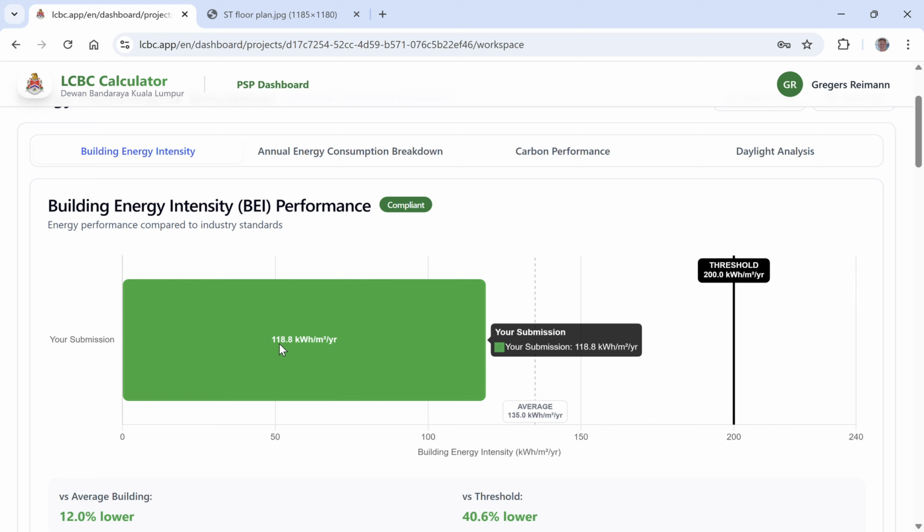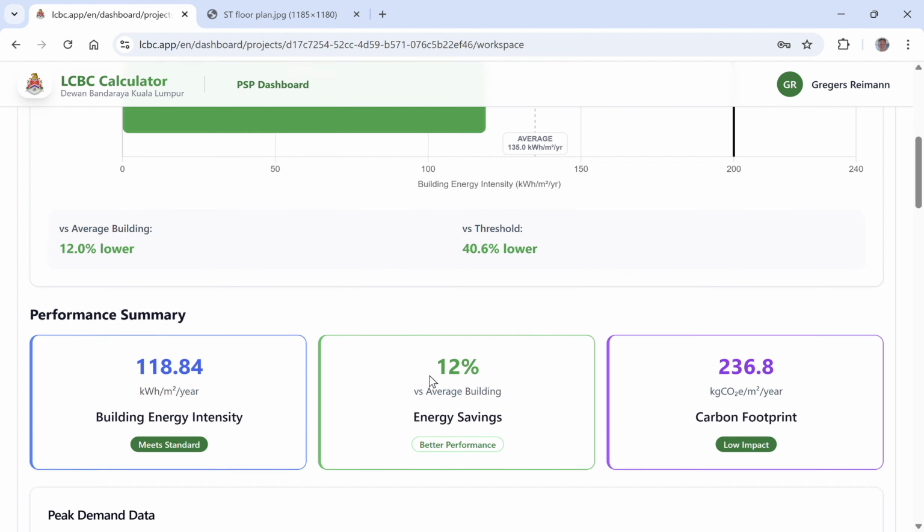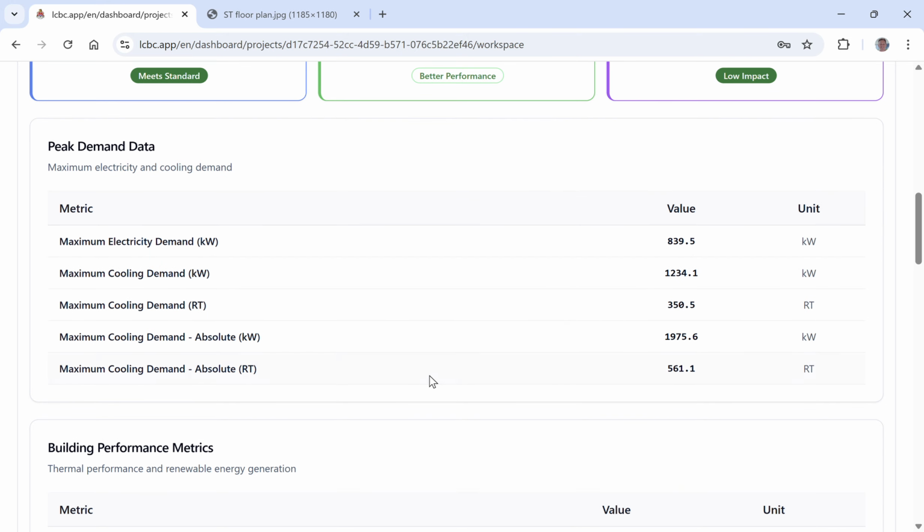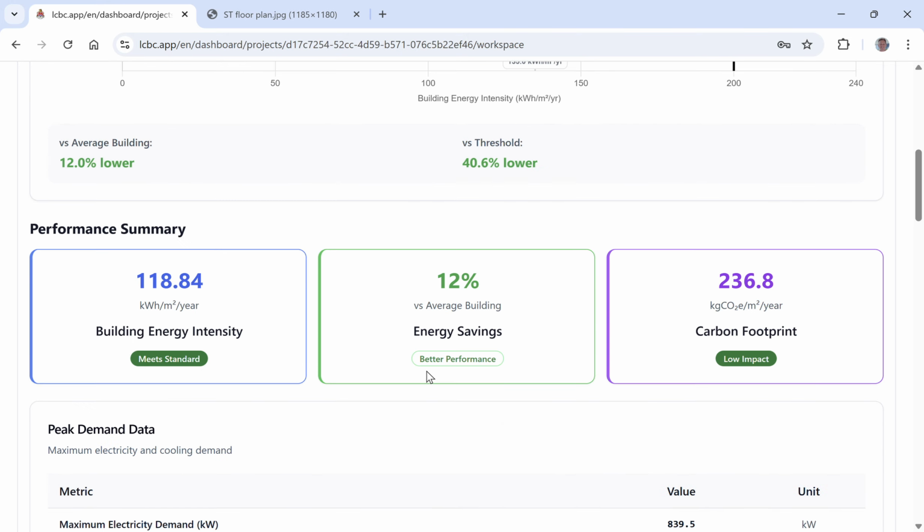In this case it is 118, and this is somewhat lower than the threshold. That's a threshold set by the EECA. It also shows how this building performs compared to an average office building, the national average for office buildings in Malaysia. And here we are also a bit lower. You can scroll down and see some other values, but we'll do that later.